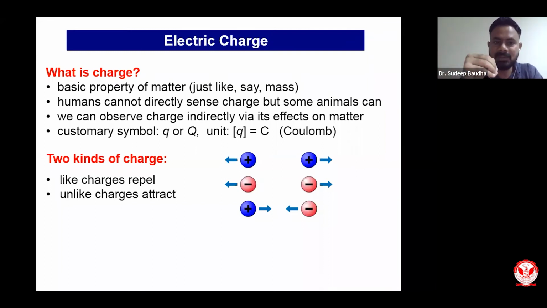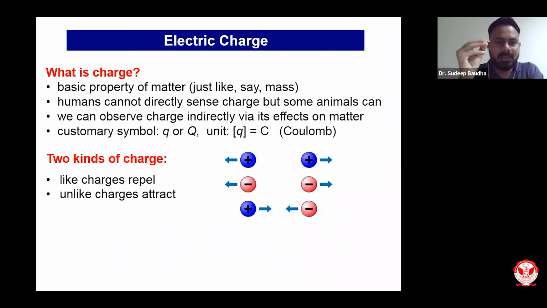Humans cannot directly sense the charge, but some animals can. This is also our understanding. We cannot directly sense it. Sense it means I cannot see it, whether the charge is there or not. But some animals have these fundamental properties, such as you would have heard about the owl, which is able to see in the night, and there are many other animals which can actually sense charge.